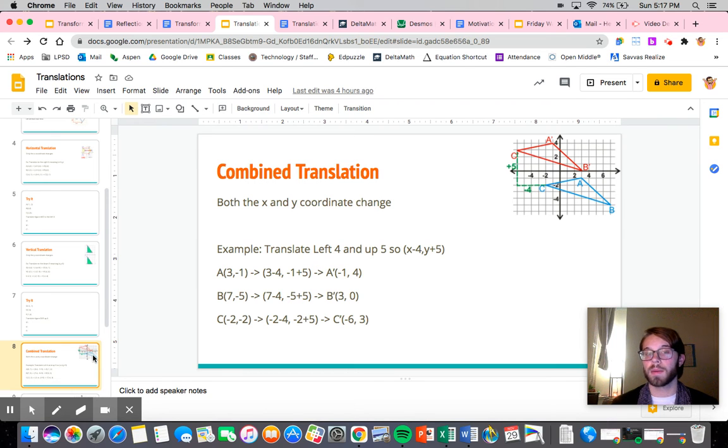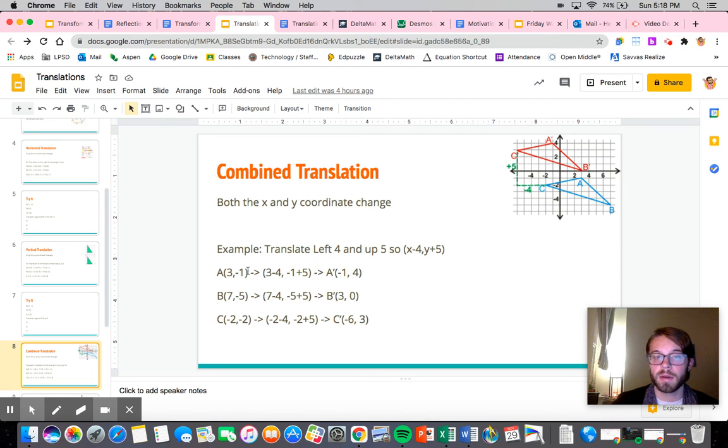So to know that it's going to be this one, you're going to get something like translate left 4 and up 5. So that means left, again, left and right are x, up and down are your y coordinate. So we are going left 4, so we are subtracting 4, because remember left means subtract. And then up 5, so you're going positive 5, right? So plus 5. So all I'm doing is I'm just changing both coordinates now.